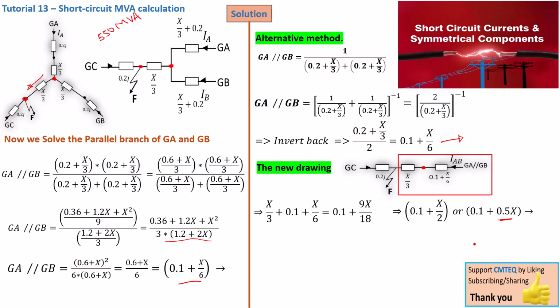And our new drawing again is now going to be just generator GC here, and this is our fault location, and we are now going to have 0.1 plus 0.5x coming from the parallel configuration of GA and GB. Now the value of x over 3 here after the fault has already been combined with the parallel configuration. That's why we have the fault location here and generator C right here. Now these two parameters are also in parallel, leading to the fault location.